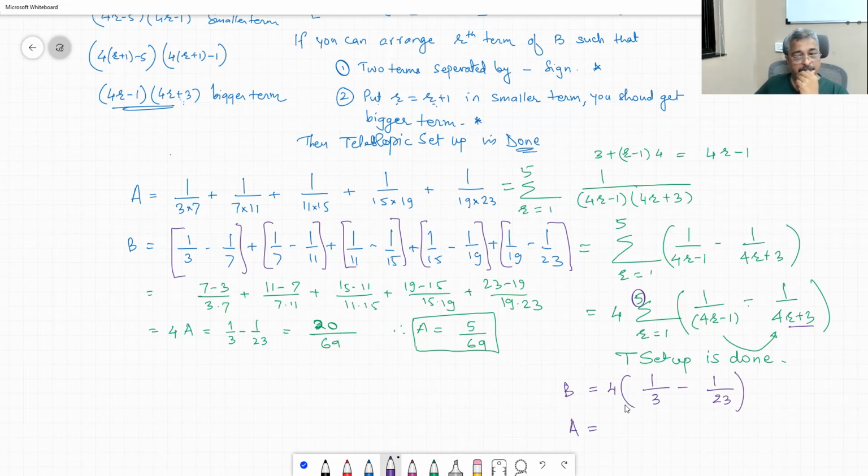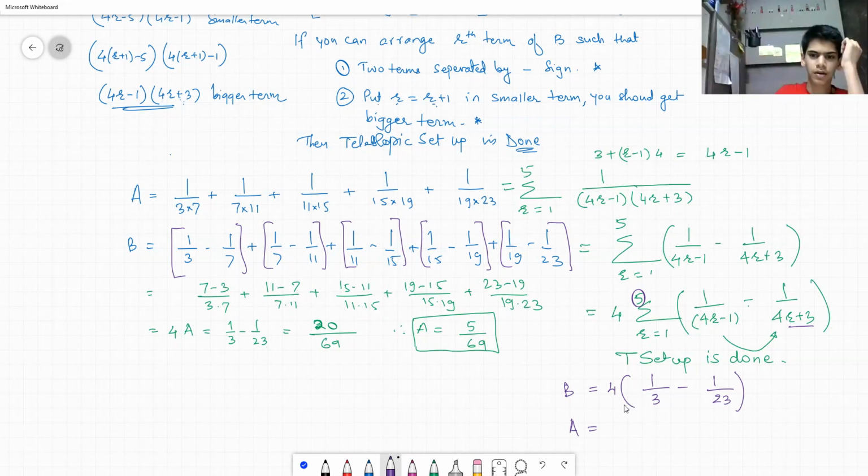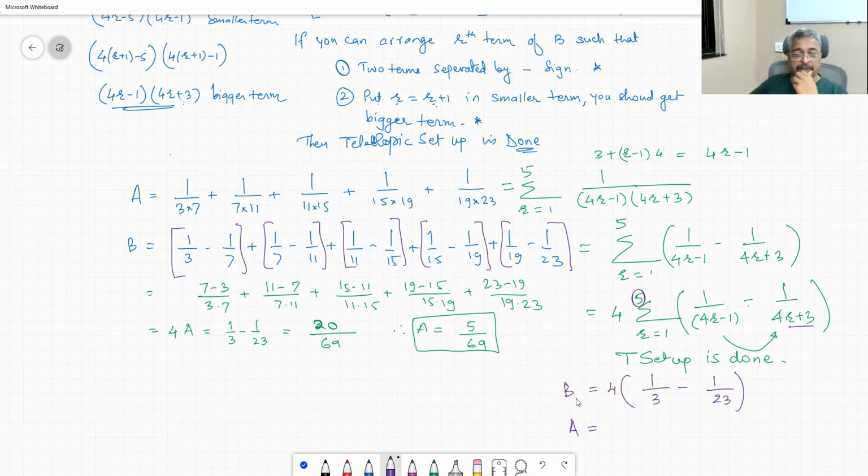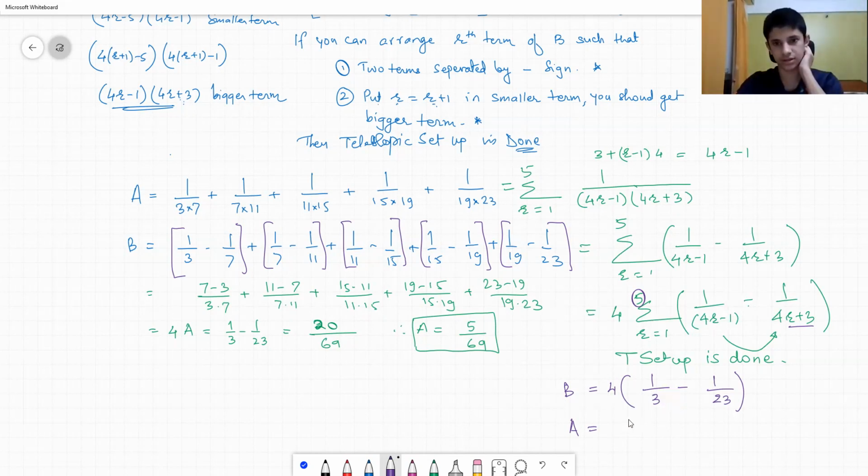What? Sir, I think that 4 should be 1 upon 4. This is B here, no, B is equal to 4 comes out common in the numerator, so B is equal to 4 times this. Yes, sir. 20 by 69 is enough.